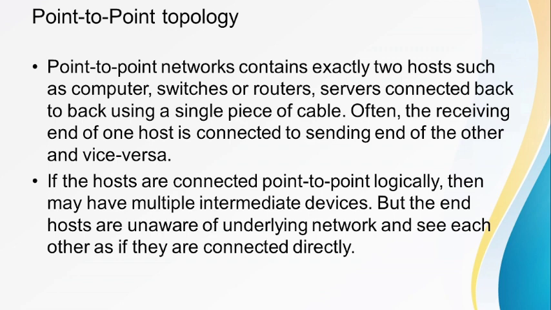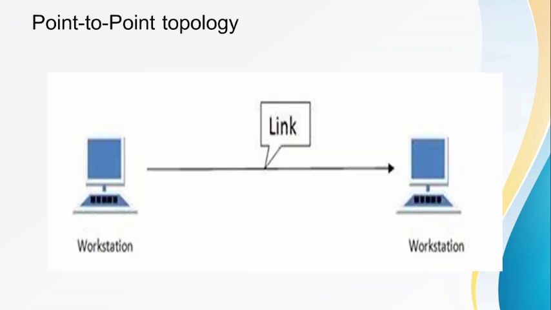Let's look at the first topology or arrangement of the computer nodes on a network. We have number one, point-to-point topology. Now the point-to-point network topology contains exactly two hosts, e.g. a computer, a switch or router, or servers connected back to back using a single piece of cable. Now if the hosts are connected point to point logically, then they may have multiple intermediate cables. Now look at the image on the screen. We have a point-to-point topology where we have two computers or workstations which are linked using a single cable.